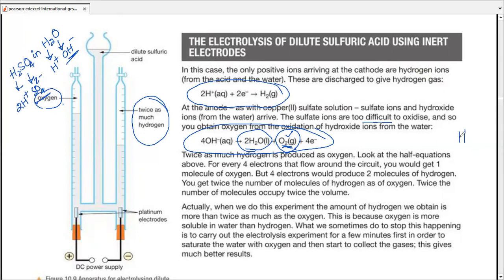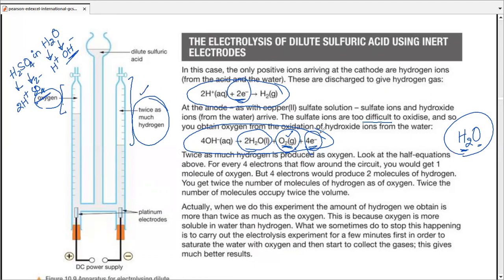Not just that, if you take a look at the formula of water, you'd know there are twice the number of hydrogen atoms than that of oxygen atoms. Of course, twice the number of molecules occupy twice the volume. So this height would be double than this height. That's how we know we have twice as much hydrogen than the oxygen. This depends upon the number of electrons. This depends upon this formula. Going with the formula may be complicated sometimes, so it's better to go with the number of electrons in each equation.